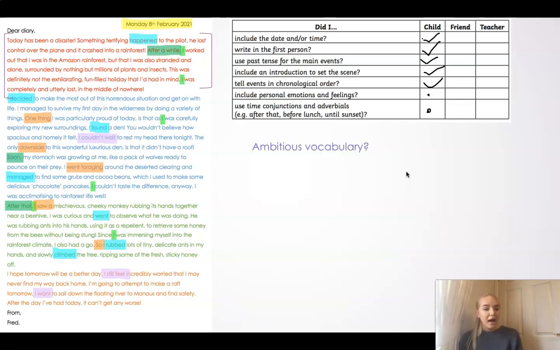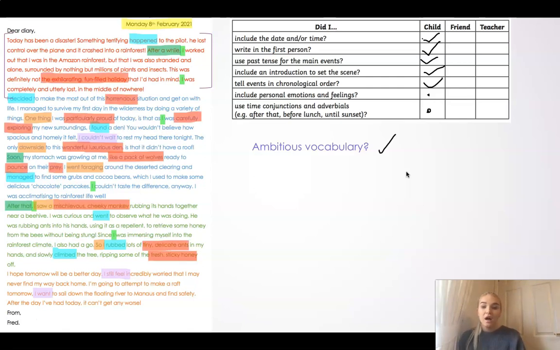And finally, have I included ambitious vocabulary that stands alongside those personal emotions and feelings? Well, all of my bits in red here are examples of ambitious vocabulary. Can you just take a moment to read the parts in red that identify the ambitious vocabulary that I've used, please? So pause the video here and have a look. What do you notice about my ambitious vocabulary? What have I done? Pause the video.